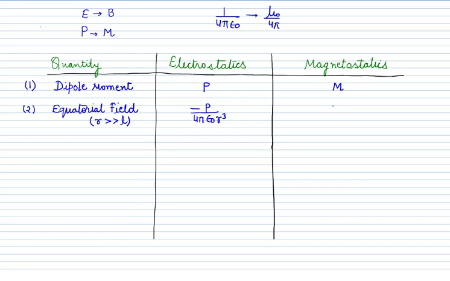Now write down the magnetostatic counterpart. So yes, P is replaced with capital M. Minus will be minus here. And 4 pi epsilon naught is replaced with mu naught upon 4 pi, and r cube. And you are done with it. This is minus mu naught M upon 4 pi r cube.